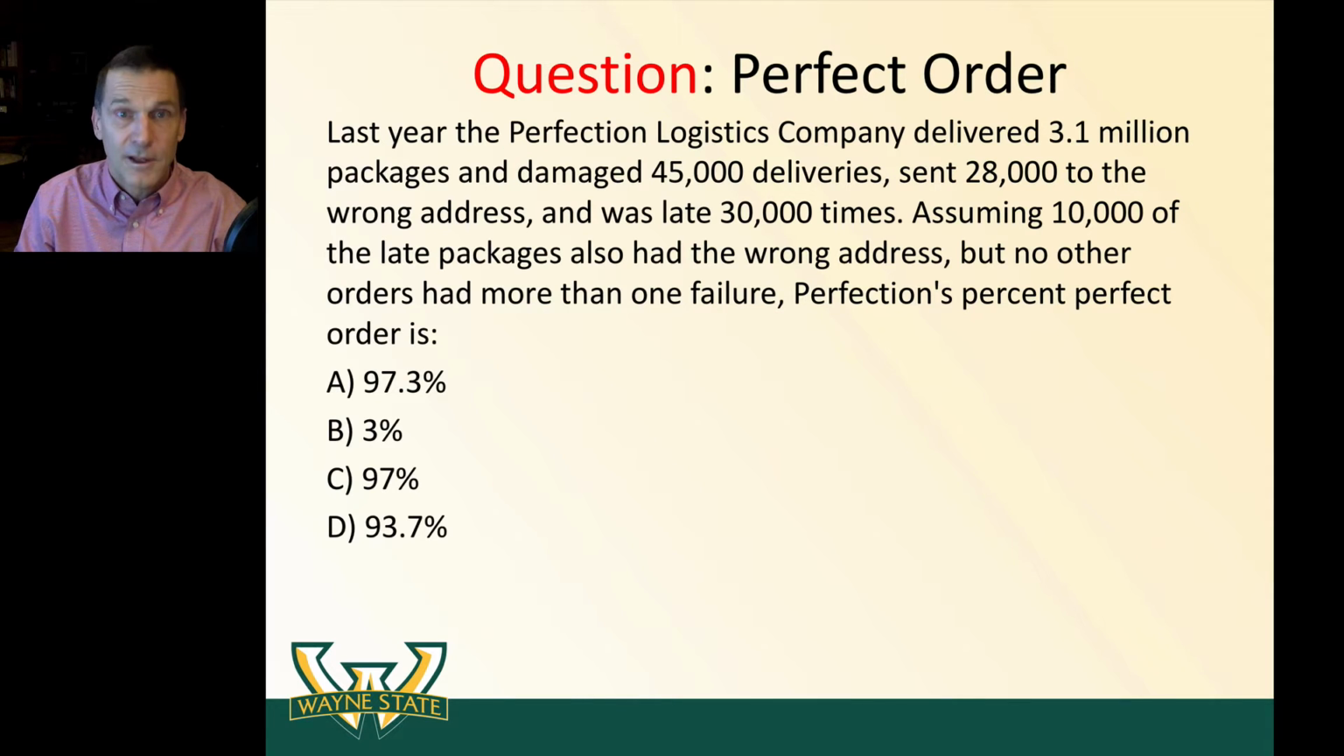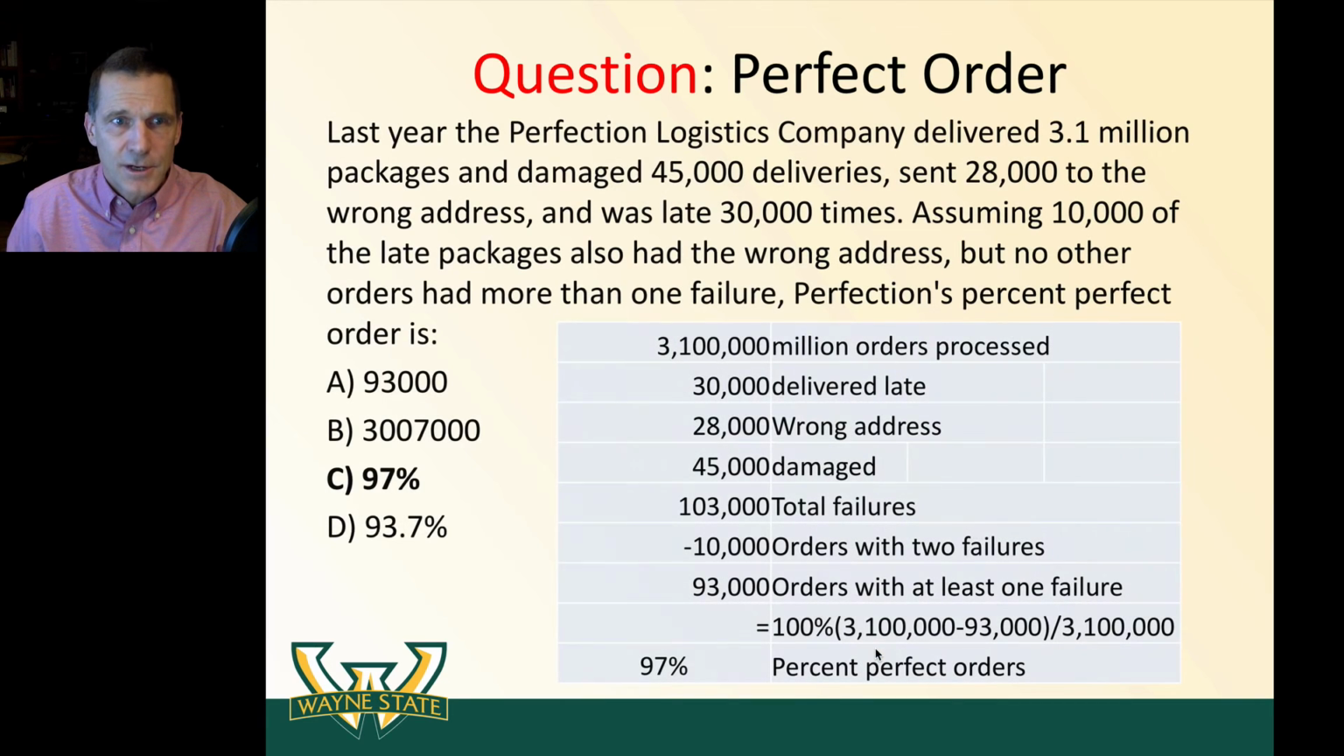So we could simply then take the 3,100,000 minus the 93,000, which gives us 3,007,000, divided by the 3.1 million is 97% perfect orders. Okay, so do the calculation on that.